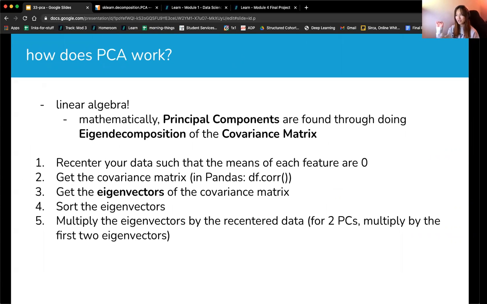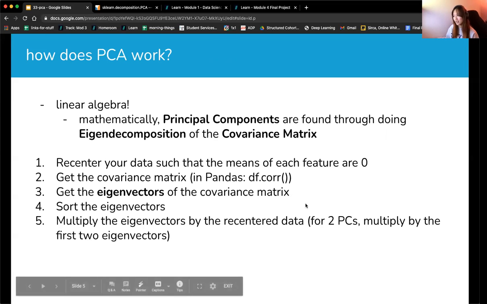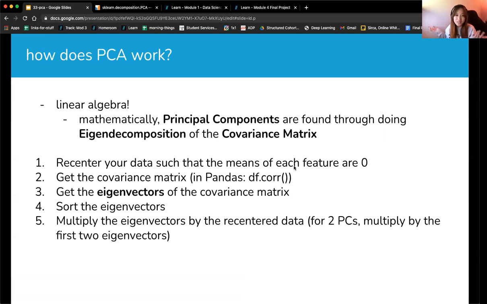The covariance matrix, I don't think we call it a covariance matrix when we've actually seen this a bunch. But basically, when we were doing linear regression and we do our df.corr, and you get all the correlations between all your features with each other, that is your covariance matrix. And that is what a PCA algorithm uses to find out what your principal components are.